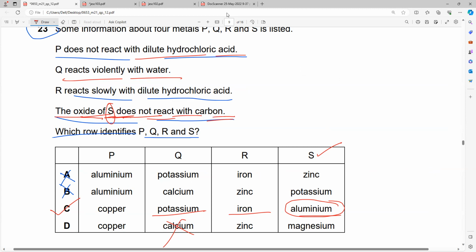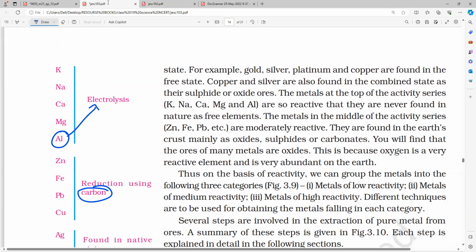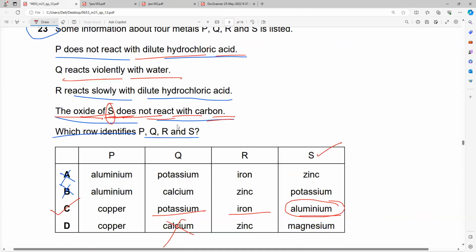Why? Because carbon is for zinc, iron, lead and copper. Understand? What is the importance? The way you read will define you in the board exam. So this is also a valid statement and it is important for us.